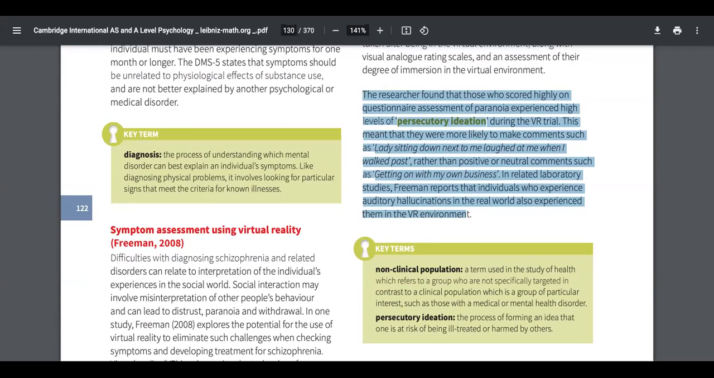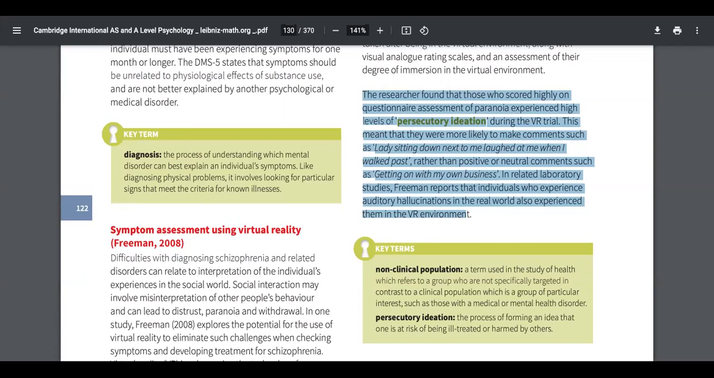So if you were scoring high on the paranoia scale before the virtual reality test, then yes, your persecutory ideation would be high during the virtual reality test as well. This meant that they were more likely to make comments such as "lady sitting down next to me laughed at me when I walked past," rather than positive or neutral comments such as "getting on with my own business."